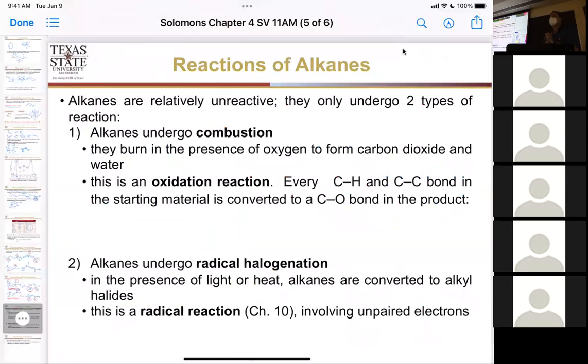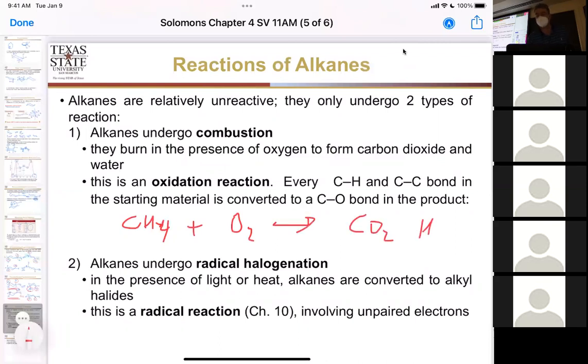So alkanes don't do much. The one thing we can do is burn them. When we burn them, we would just have CH4 plus oxygen of some sort, and it burns to produce CO2 and water. To balance that out, we're going to need 2 equivalents of oxygen, and we'll generate 2 equivalents of water.